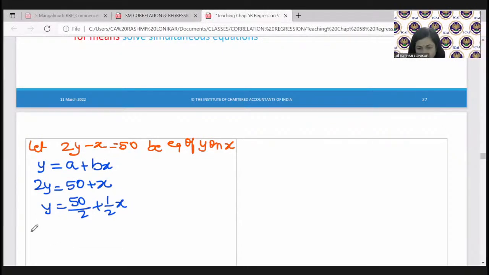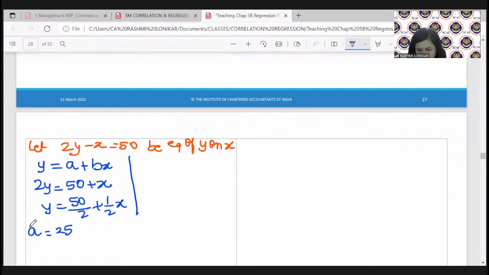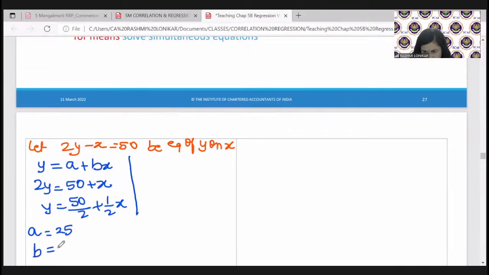What is this giving me? It gives me that A is equal to 25 and B is equal to 1 by 2. Okay. Now, if this is the case, what will happen?